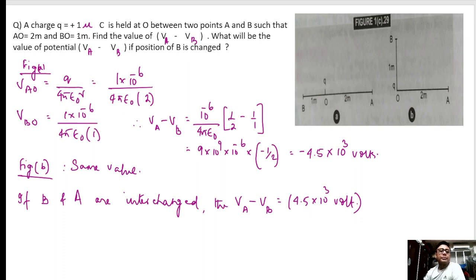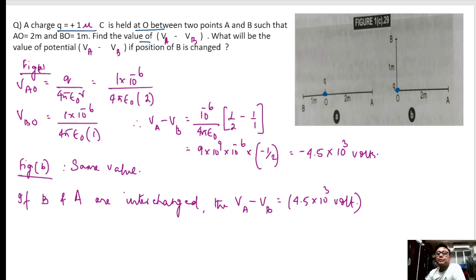Next, there is a charge plus 1 microcoulomb held at O. This is the charge held at O. 2 points A and B. A is 2 meter, B is 1 meter. Find the value of VA minus VB.